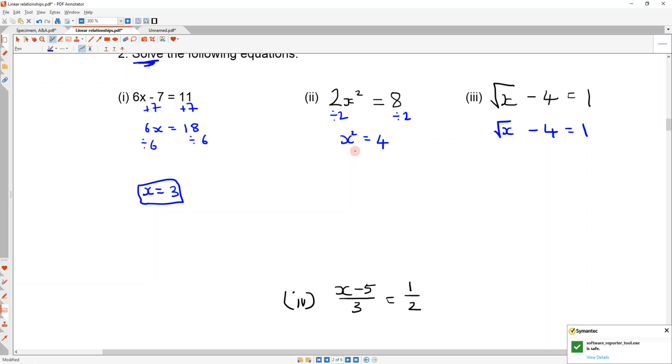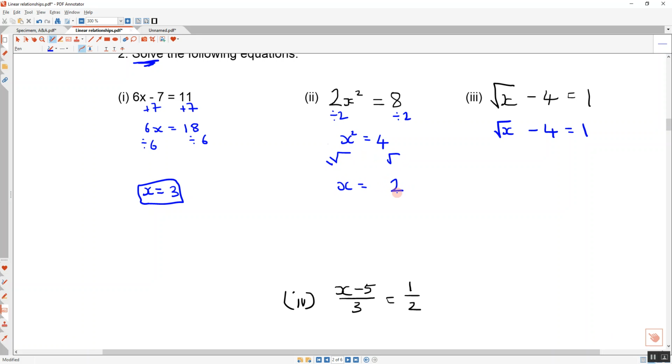So I got x squared equals 4. What's the opposite of squaring something? Square rooting. Right, so I need to square root both sides. Square root of x squared is just x. Square root of 4 is 2.